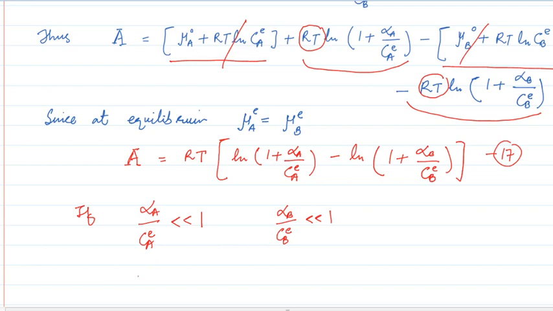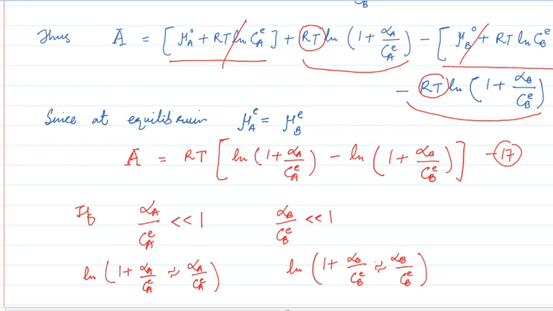then we can take simply ln of 1 plus alpha A upon CA equilibrium approximately equal to alpha A upon CA equilibrium, and similarly ln of 1 plus alpha B upon CB equilibrium will also be approximately equal to alpha B upon CB equilibrium.